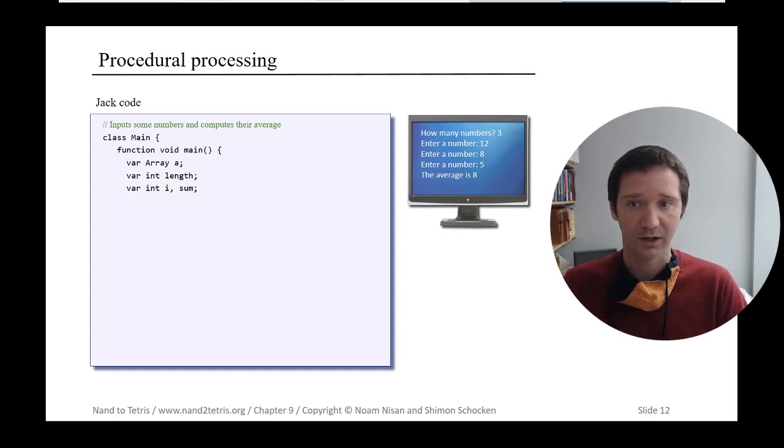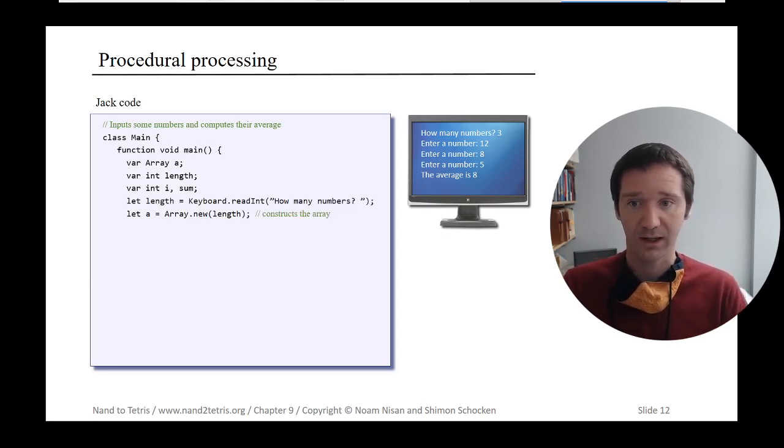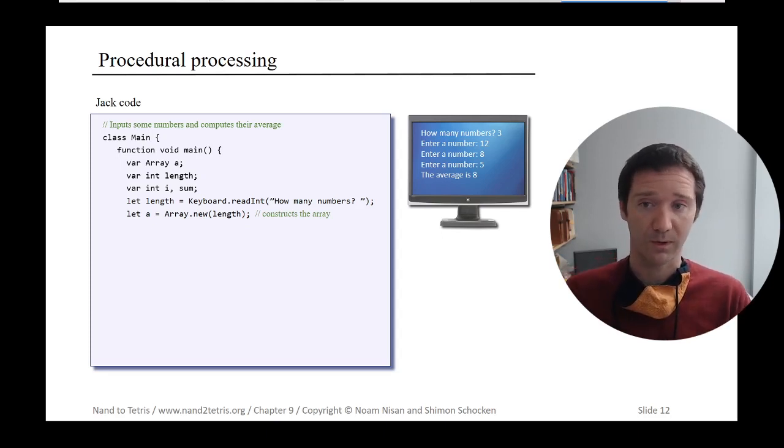So I'm creating an array called A. It's a variable, so I'll start with the keyword var. I'm also going to have some other integers: length, i, sum. I assign to the variable length the input from the user. This is going to be using a system level function. So we use the keyboard, read integer, give them the prompt, how many numbers. They type in the number 3, and we assign that to the variable length.